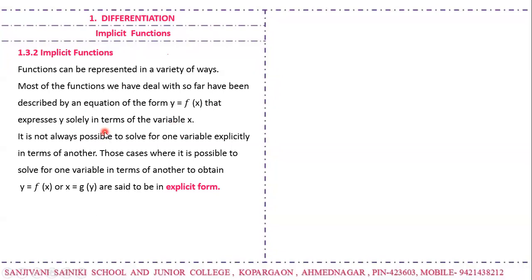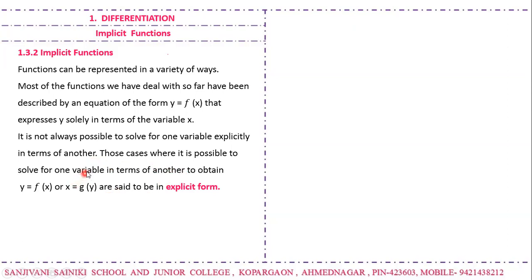Now it is not always possible to solve for one variable explicitly. What is the meaning of this? Every time we cannot write one variable in terms of the other variable explicitly. Those cases where it is possible to solve one variable in terms of the other to obtain y is equal to f of x or x is equal to g of y are said to be explicit functions.